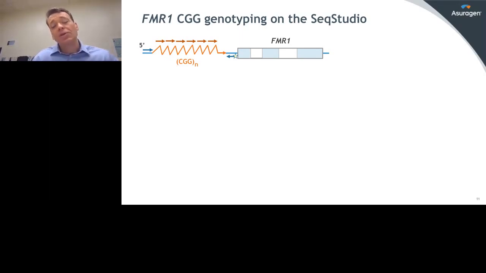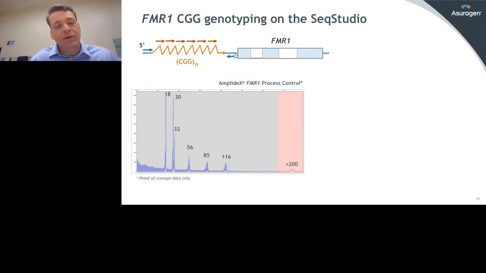So all the data I'm going to show you from here on out is on the SeqStudio, with one exception, and I'll point that out when I get there. So let's take a look at what the data look like off the platform. This is a challenging sample that I'm showing an electropherogram for. It's a pool of more than half a dozen different alleles ranging from normal with a low of 18 CGGs all the way out to a full mutation of well over 200. In fact, in this sample, it's over 1,000 CGG repeats.